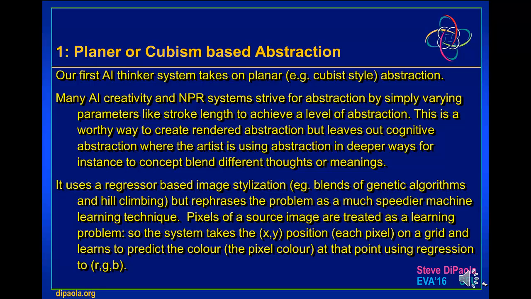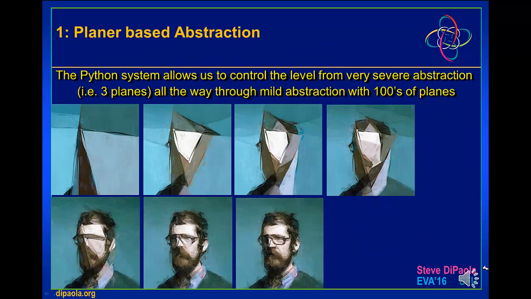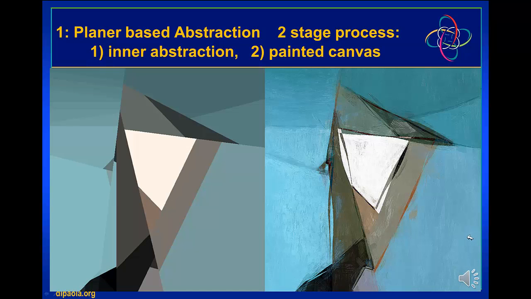It uses a regressor based image stylization based on genetic algorithm, but it rephrases the problem with this much speedier machine learning technique. So I'll show you what some of that looks like. We can get different levels of abstraction, from very severe, down to almost three different planes in the plane abstraction, all the way up to hundreds of planes. So you can see the different looks. We have 7 here, but we could have any number of looks, and we're able to change this on the fly.